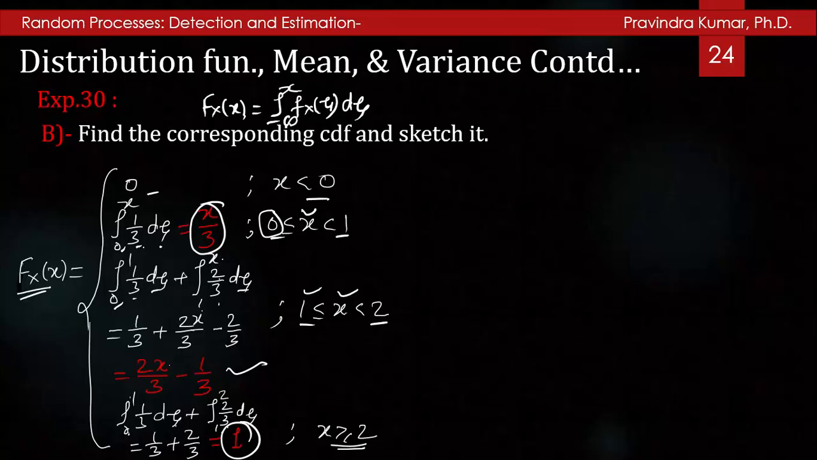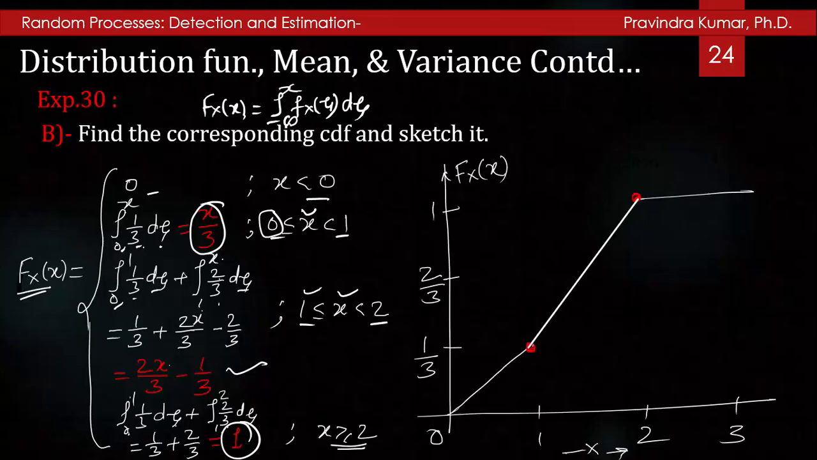So now you can sketch the CDF here. From 0 to 1, it is x/3. From 1 to 2, it is 2x/3 minus 1/3. And for x greater than 2, it is 1. So you can sketch it like this. It is the CDF.